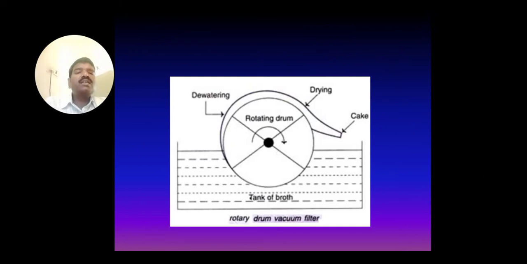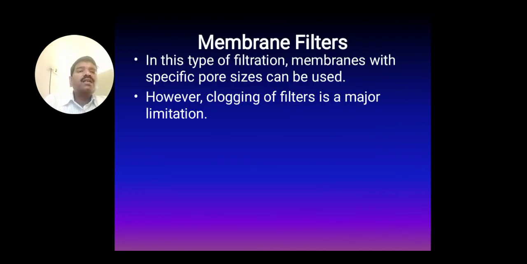So this diagram shows the rotary drum vacuum filter. Next one is the membrane filters. In this type of filtration, membranes with specific pore sizes can be used. However, clogging of filters is a major limitation.